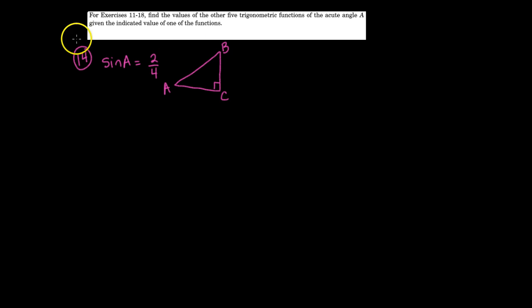Remember, sine of A is opposite, so I always remember, it is the opposite leg in regards to this angle, our reference angle, over hypotenuse. So what they're saying is the opposite leg from angle A is 2 and the hypotenuse is 4. We need to find this side B. So what we're going to do is use the Pythagorean theorem.